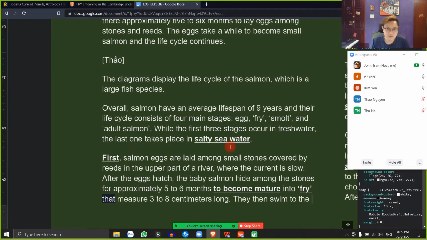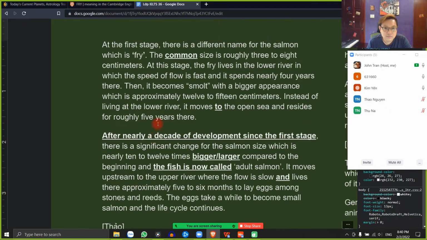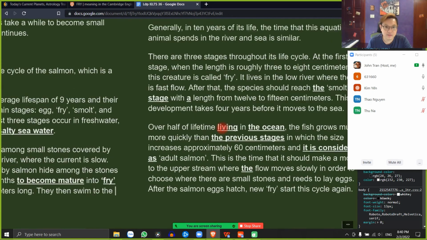So many ants. I should spray, you know. Okay. Okay, never mind.